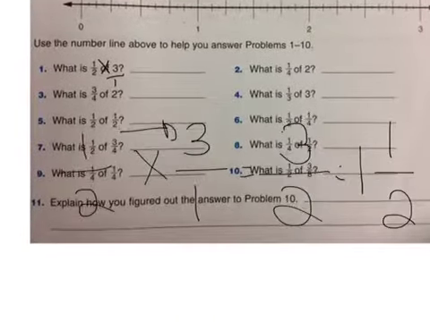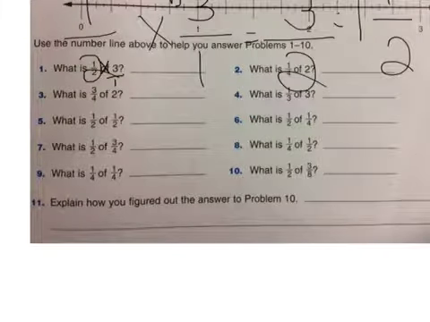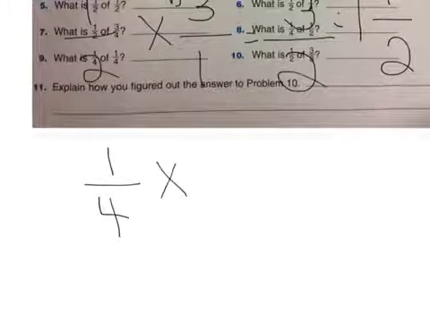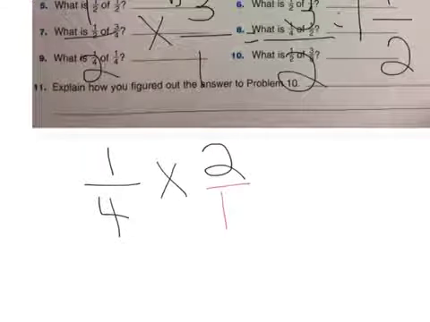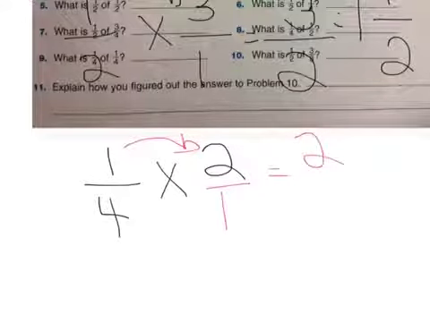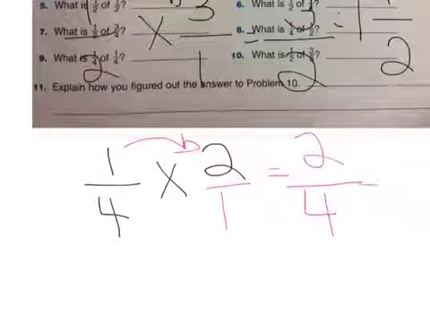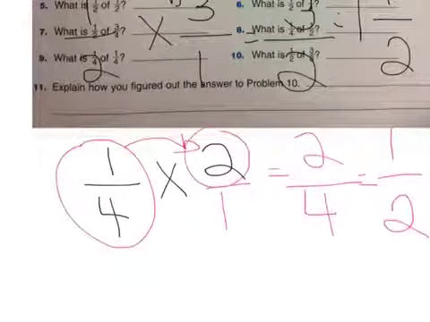Okay, let's take a look at the next one. The next one we have is 1/4 of 2. Let's see. We move this out of the way. Out of the way. And let's move this out of the way too. 1/4 of 2. I said replace the "of" with the multiplication sign. Let's make the 2 over 1, and let's go ahead and multiply. 1 times 2 is 2. 4 times 1 is 4. Let's simplify it, and this is a half, right? Because 2 is half of 4. So 1/4 of 2 is a half.